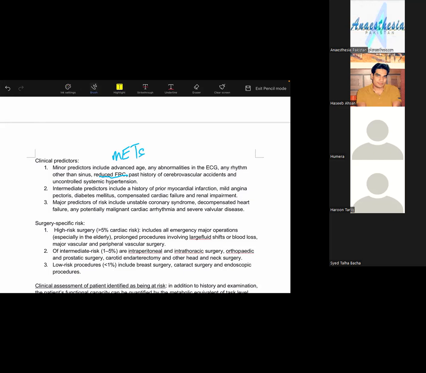Then past medical history of cerebrovascular accidents and uncontrolled systemic hypertension. These are the clinical predictors. Intermediate predictors include prior myocardial infarction, mild angina pectoris, diabetes mellitus, compensated cardiac failure, renal impairment, and major predictors include unstable coronary syndrome like ACS, decompensated heart failure, any potentially malignant cardiac arrhythmias like VT, SVT with a rate of more than 180, or fast AFib. These are the malignant cardiac arrhythmias. And severe valvular diseases like aortic stenosis, mitral stenosis, and so on.